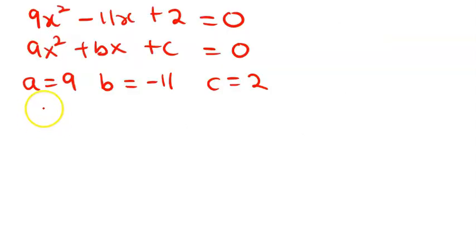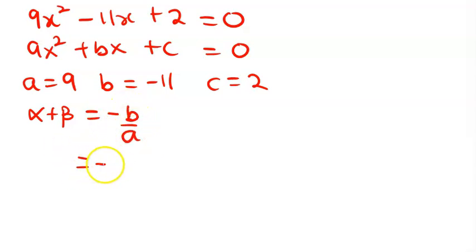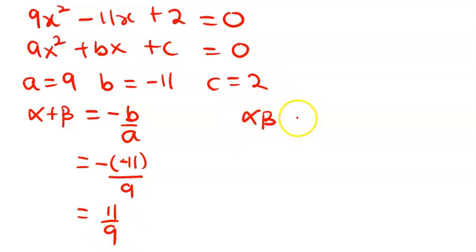So what is alpha plus beta? Now it is minus b on a. So we have minus minus 11 over a, which is 9. So we have 11 over 9. Then alpha beta, that's the product of roots, is c over a. Now what is our c? It is 2, and then a is also 9. Okay, so let's come to the expression, the given expression.